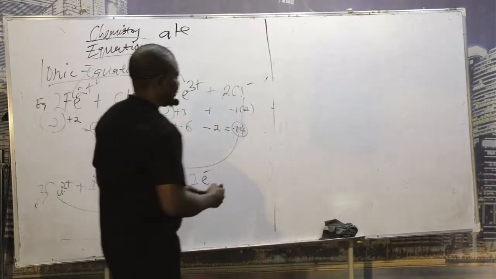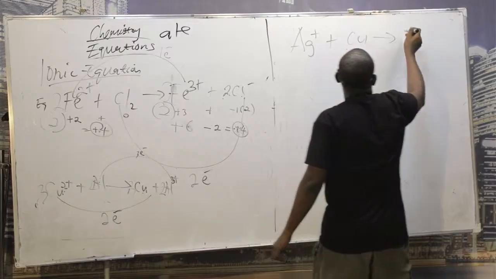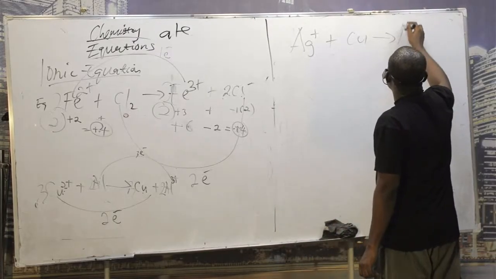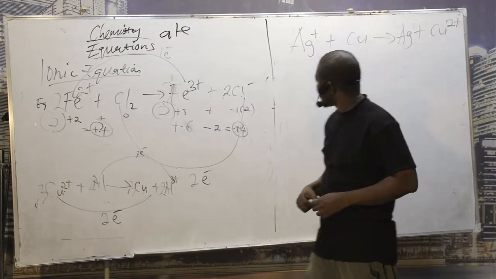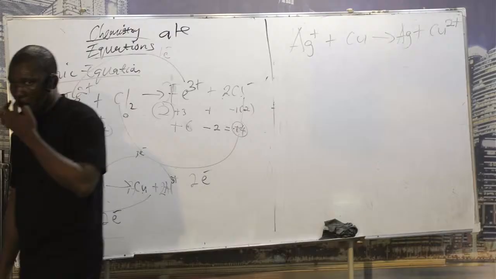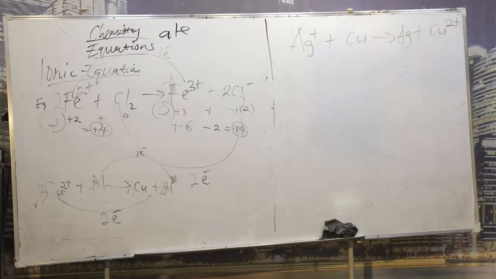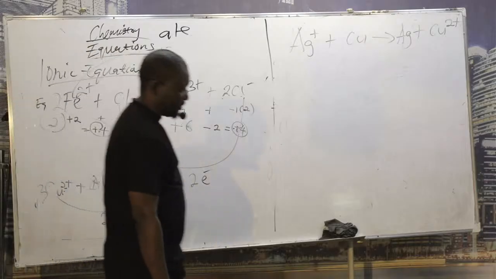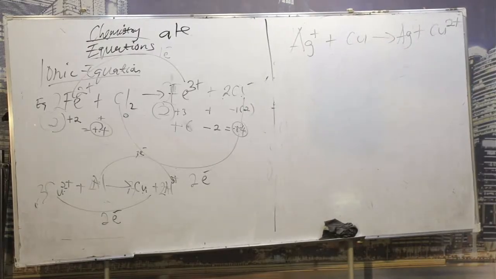Okay, try this one. And if you balance it, you tell me why silver has been reduced in the reaction. Why is silver reduced in the reaction? You see that silver is the one that is reduced and copper is the one that is oxidized. Why? You should know why all these reactions are going the way they are going.